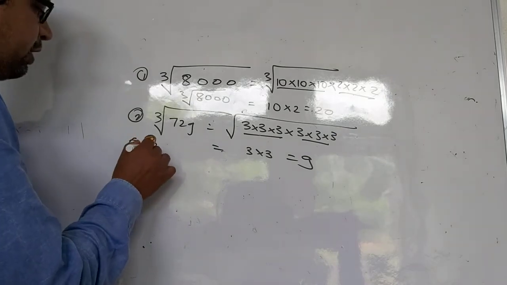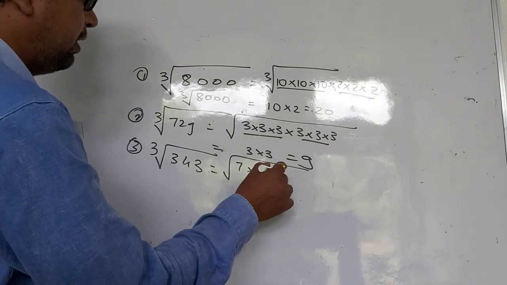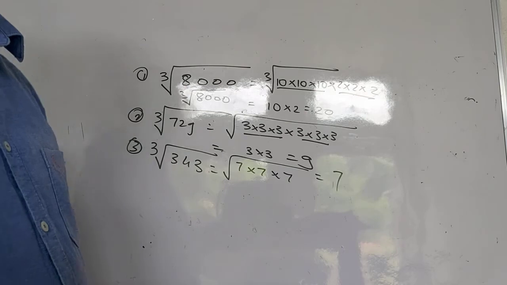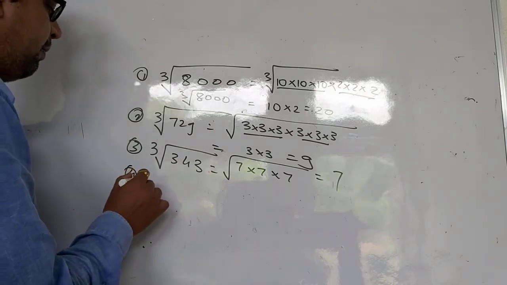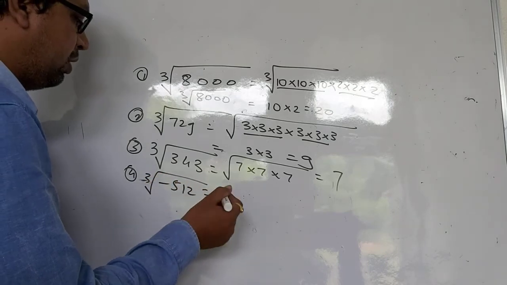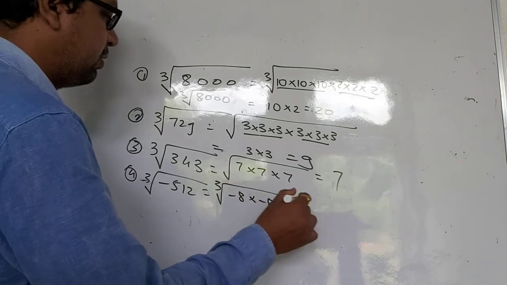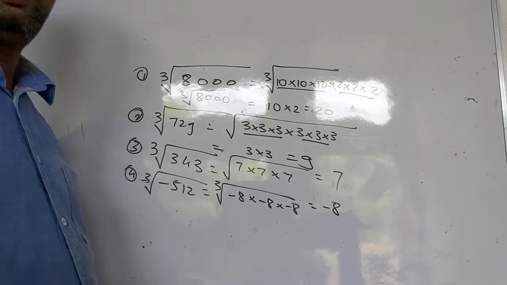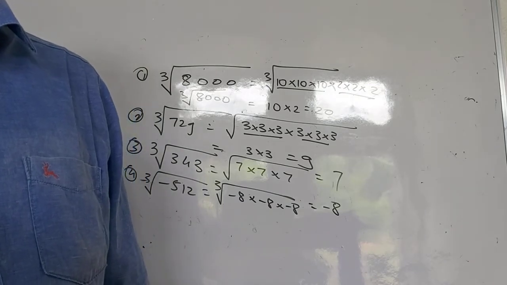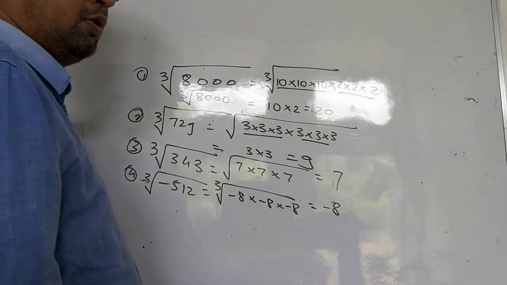Third is 343. So 7 into 7 into 7, you can take it outside, you will get 7. Next is fourth, cube root of minus 512. So minus 8, minus 8, minus 8. So you will get minus 8 here. Then is minus 2744.